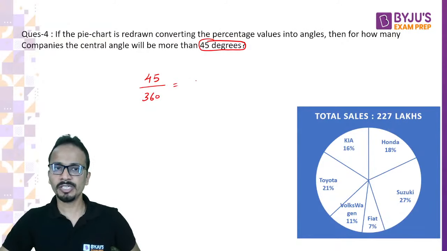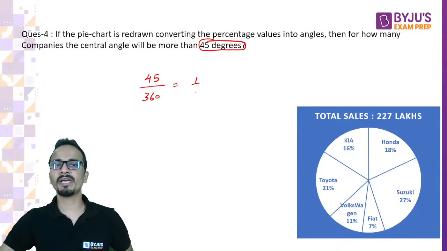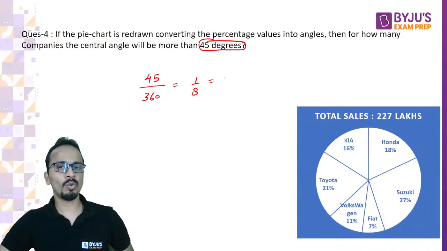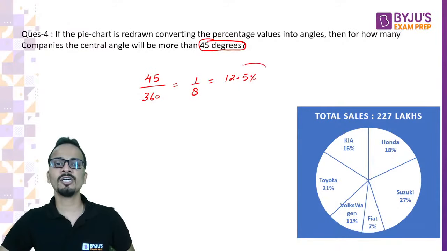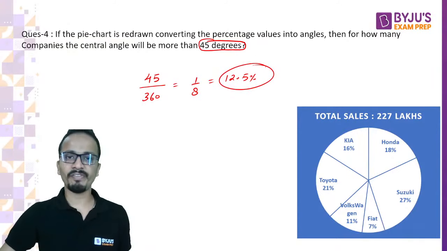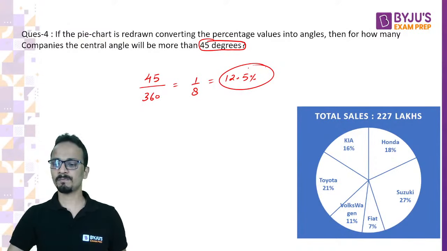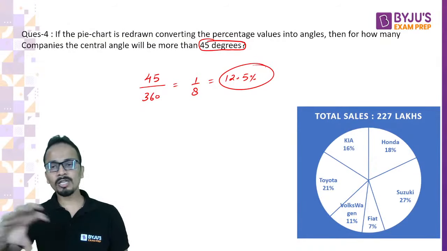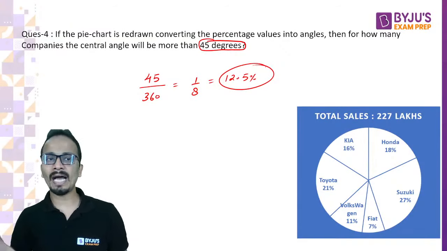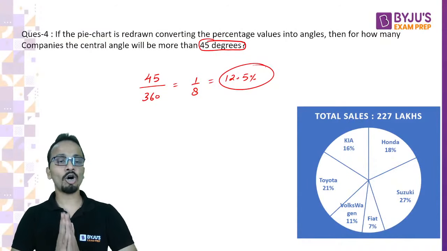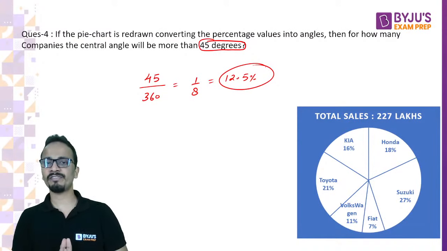If I simplify, it will become 1 upon 8. And again, these percentage equivalents of fractions are helping us. So 1 upon 8 is 12.5 percent. Now we have to see, if all these values are converted into angles, how many angles will be more than 45 degrees.